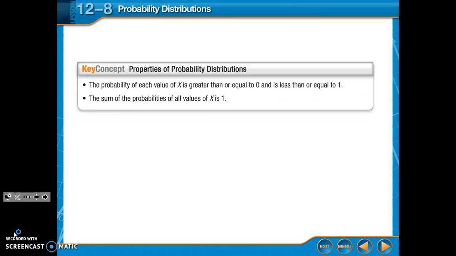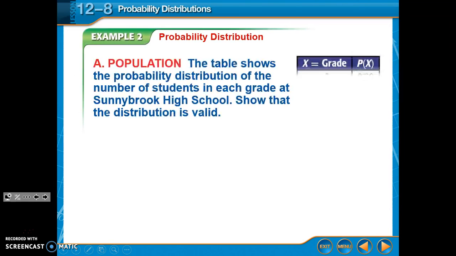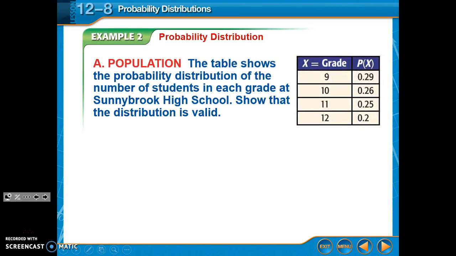Okay, so we want to look at properties of probability distributions. The probability of each value of x is greater than or equal to 0 and less than or equal to 1. So again, we're saying decimals. You can't have a probability of 1.5 because that's outside of the range. You also can't have a negative probability. And the sum of all the probabilities in the distribution, when you add them all up, will give you 1.